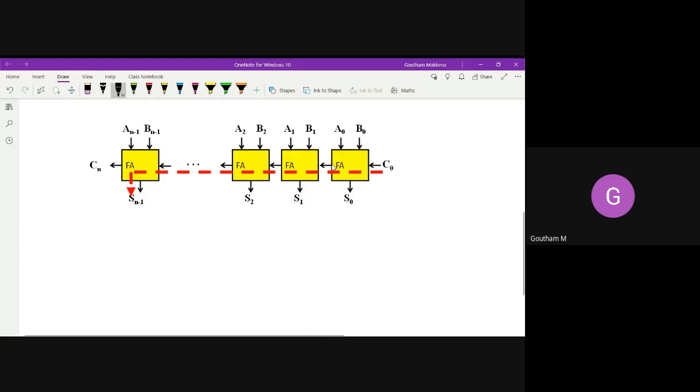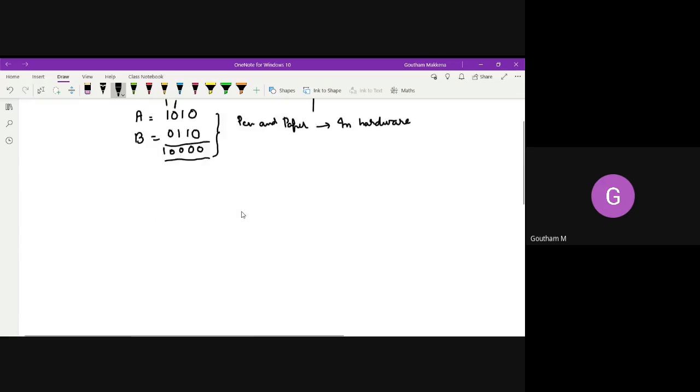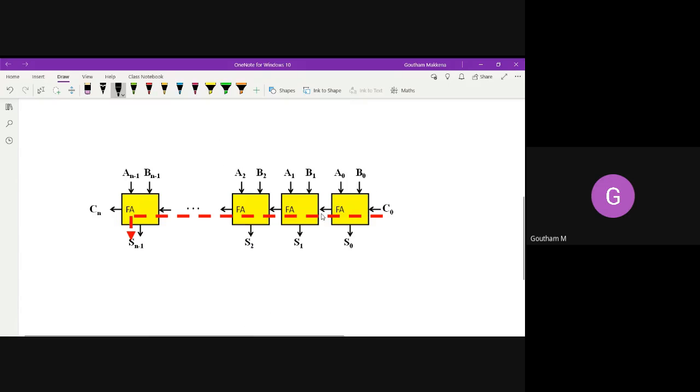The carry generated by the first full adder is propagated to the second stage. Like in the second stage, if you see 1 plus 1, you got 0 and 1 as carry, which is given to the next stage. The same thing is happening: if there is any carry generated in this first stage, it is given as carry to the next stage. Whatever you do using pen and paper, if you replicate it in hardware, what you get is nothing but a ripple carry adder. Here you can see there are 0 to n minus 1 full adders connected in this fashion.